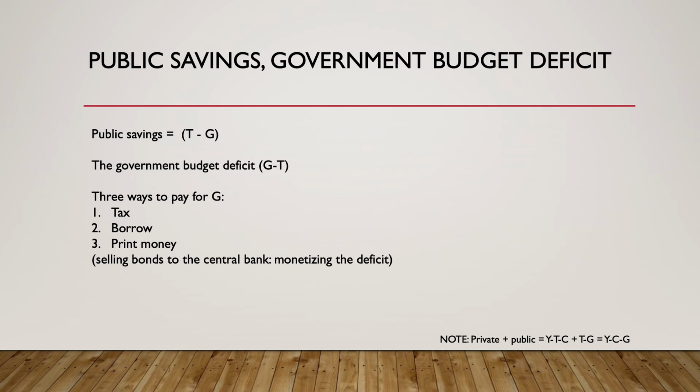Printing money can be done in several ways. One of them can just be printing money and then spending it. Another sort of more clandestine way is, of course, to just have the government sell bonds directly to the central bank rather than to investment markets, thereby monetizing the deficit, if you will.